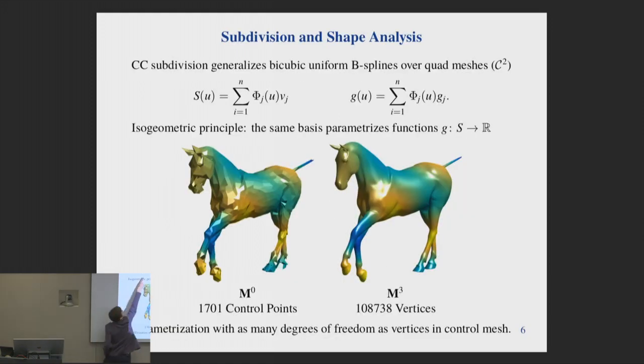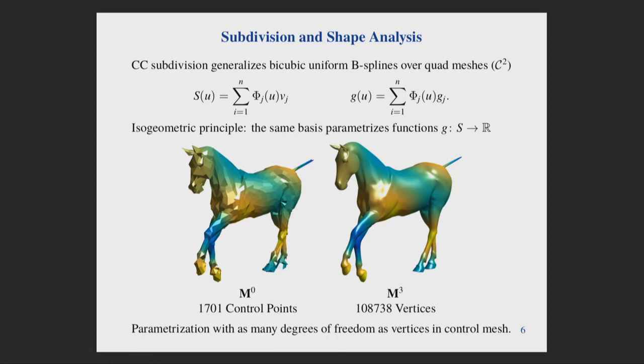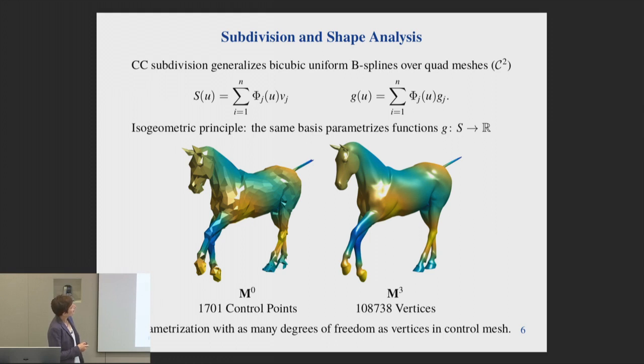So you parametrize your surface S as a bunch of spline basis functions multiplied by some control points, which are the points on your control mesh. And we believe that subdivision is good for shape analysis because you can use the same spline basis to parametrize any function g that goes from the surface to the real line. So imagine g is a color map. You can parametrize the color map with some coefficients, and you have as many coefficients as vertices on the control mesh. And that's actually what I display here.